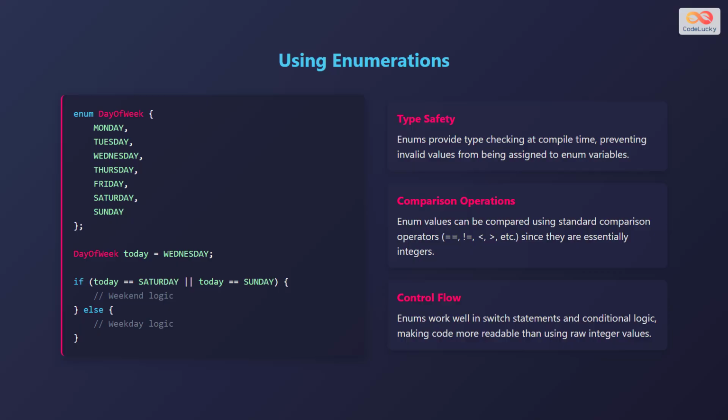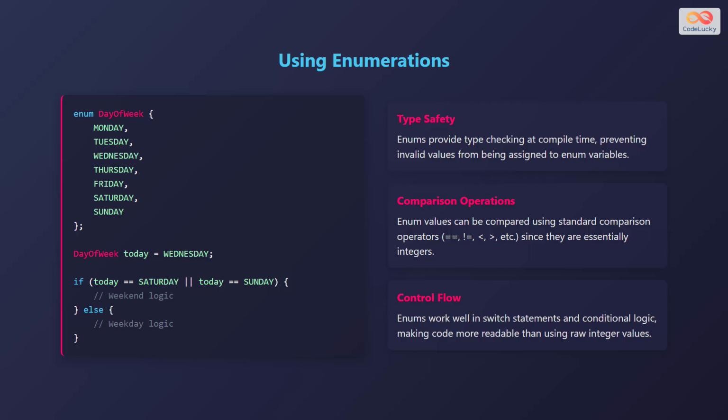Here's how you use enumerations in C++. First, an enum called day of week is declared with the days of the week as enumerators. Next, a variable called today of type day of week is declared and initialized to Wednesday. Then an if statement checks if today is Saturday or Sunday.